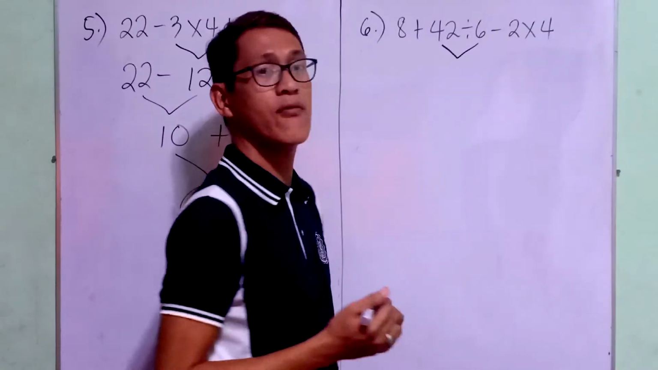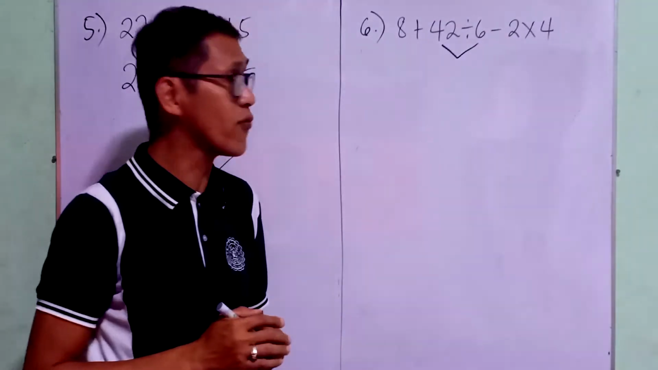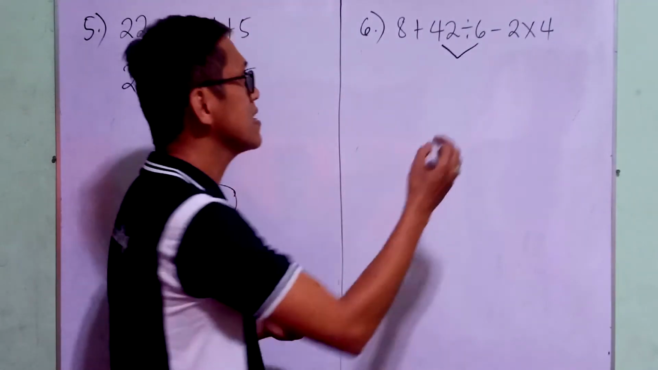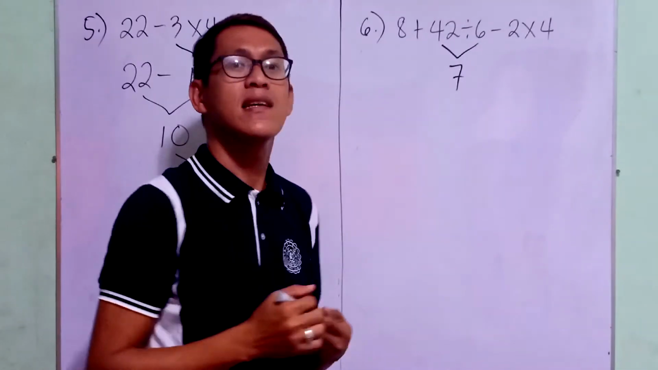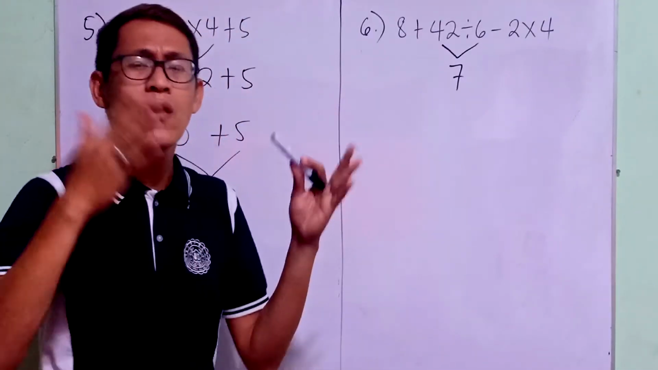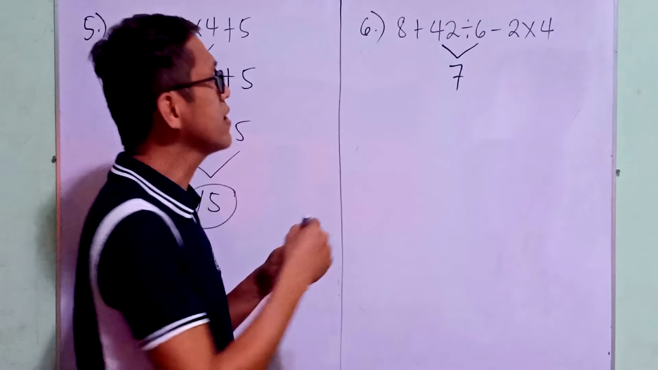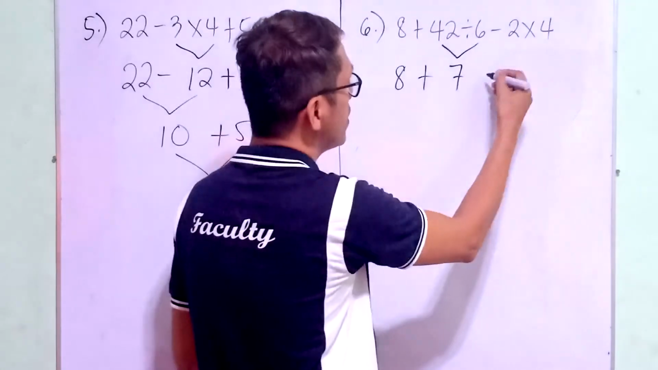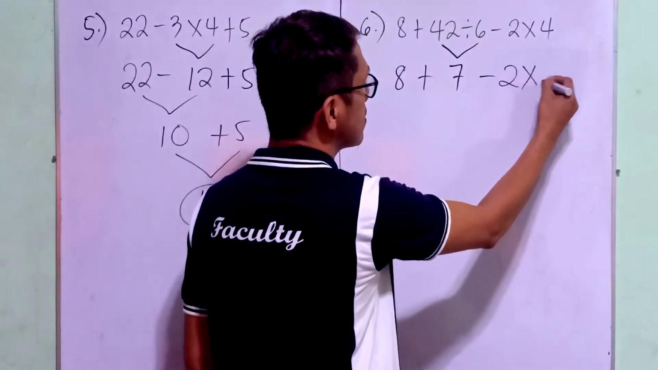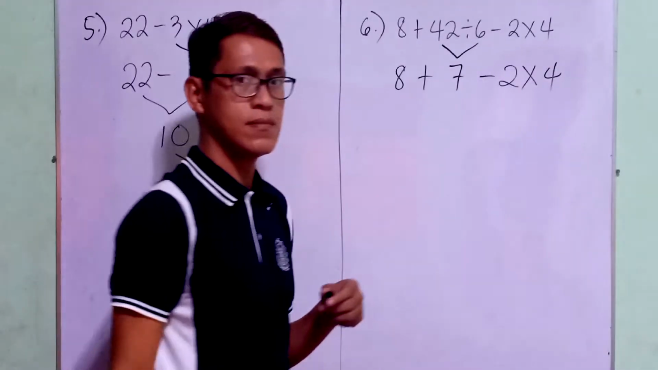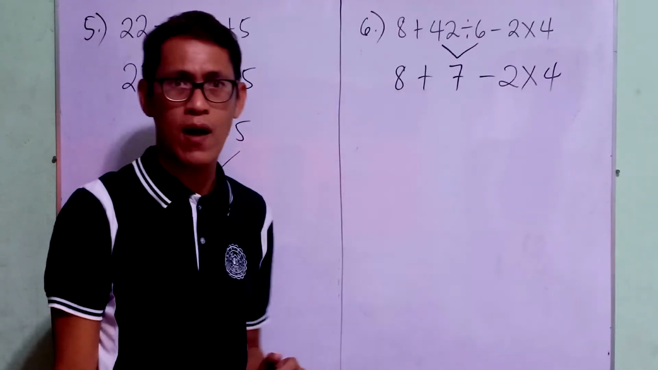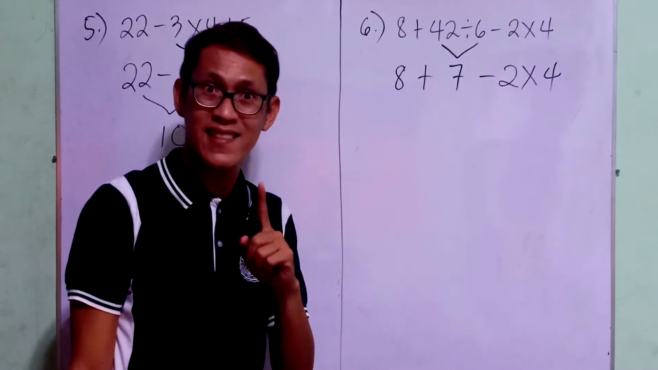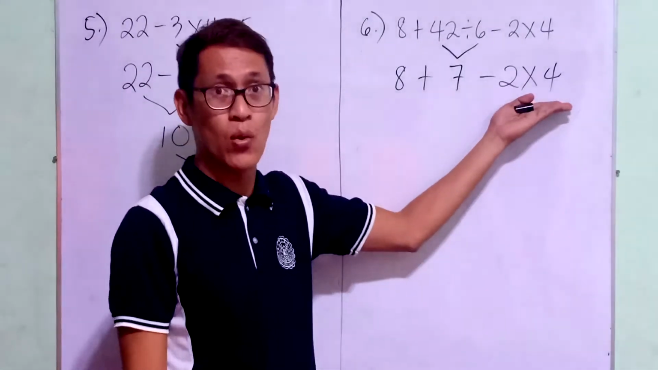So, let's divide 42 divided by 6. What's 42 divided by 6? Yes, it's 7. Again, if I were you, bring down everything. Okay? So let's bring down 8 and the plus sign. Then here you bring down the 2, then times 4. Can I add now or subtract? Not yet. Okay? Because of this multiplication.